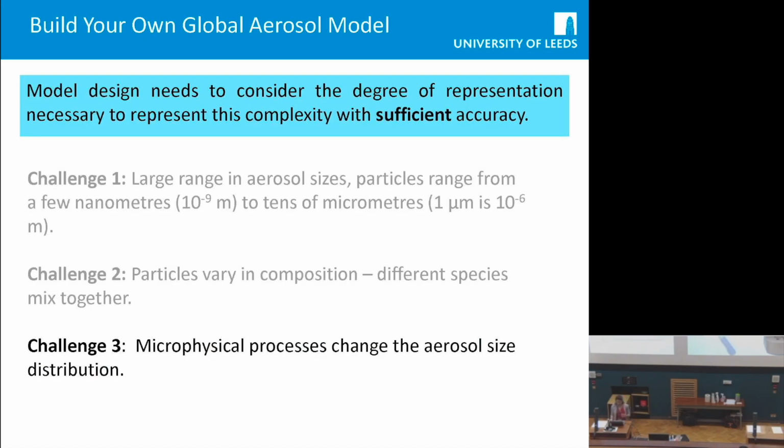So we've covered the fact that there's a big range in sizes. We've covered the fact that there's a big range in composition, potentially, and we've got to find a way of tracking those changes. But there are also microphysical processes that are going to change the size distribution. It's not just a case of putting all these things in and then they're kind of static.